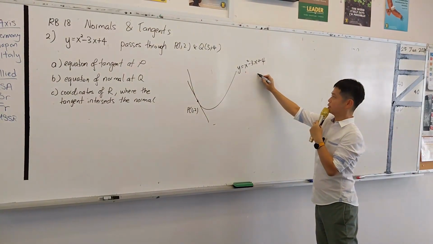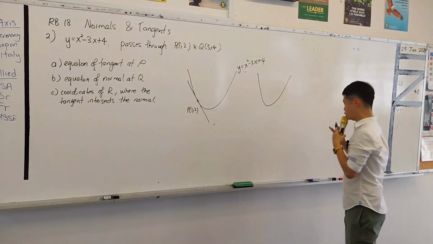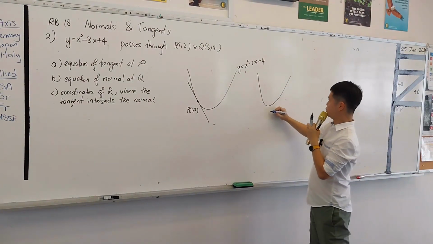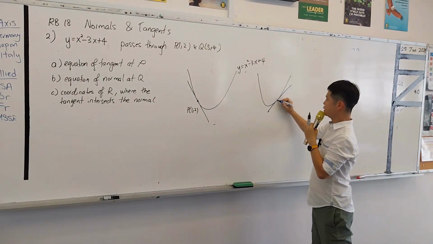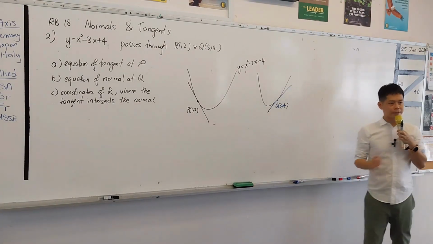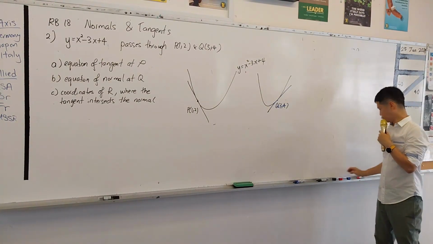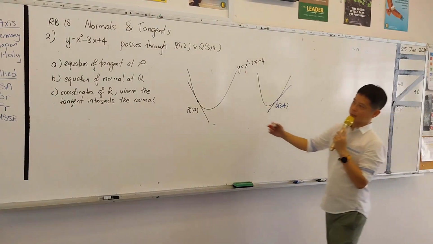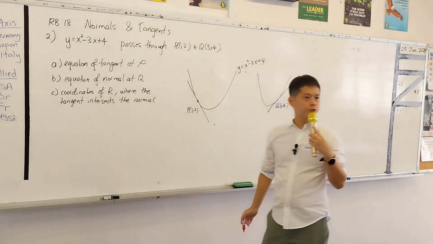Next I draw another curve, the same curve. Now I draw point Q. So point Q is down here. The point Q is (3, 4). Now why didn't I draw them together? Because I'm going to show you the normal. Later you see in part B, there's a normal at point Q.